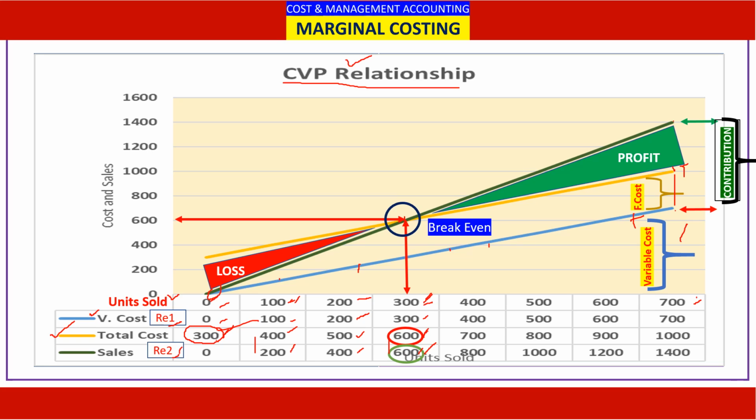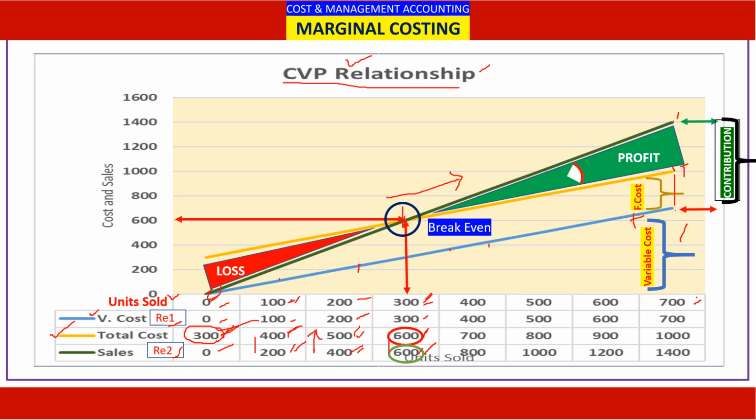Therefore, till you come to break even, you have got loss because your cost is more than your price. Here the cost is 500, sales is 400. 400 cost, 200 sales. 300 cost, 0 sales. This is all points of loss. Below break even, there is the loss. Above break even is the profit. And our aim is always to go above break even. And our marginal costing and cost volume relationship talks of this area from break even point and beyond. This is what we have to remember.